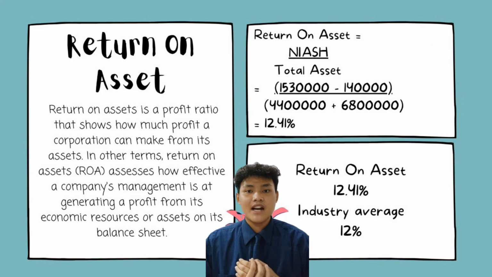As a result, Hikmah Bati Berhad's performance is commendable. We can improve the efficiency of present assets to increase the return on asset. Currently, assets include cash, receivables and inventories.